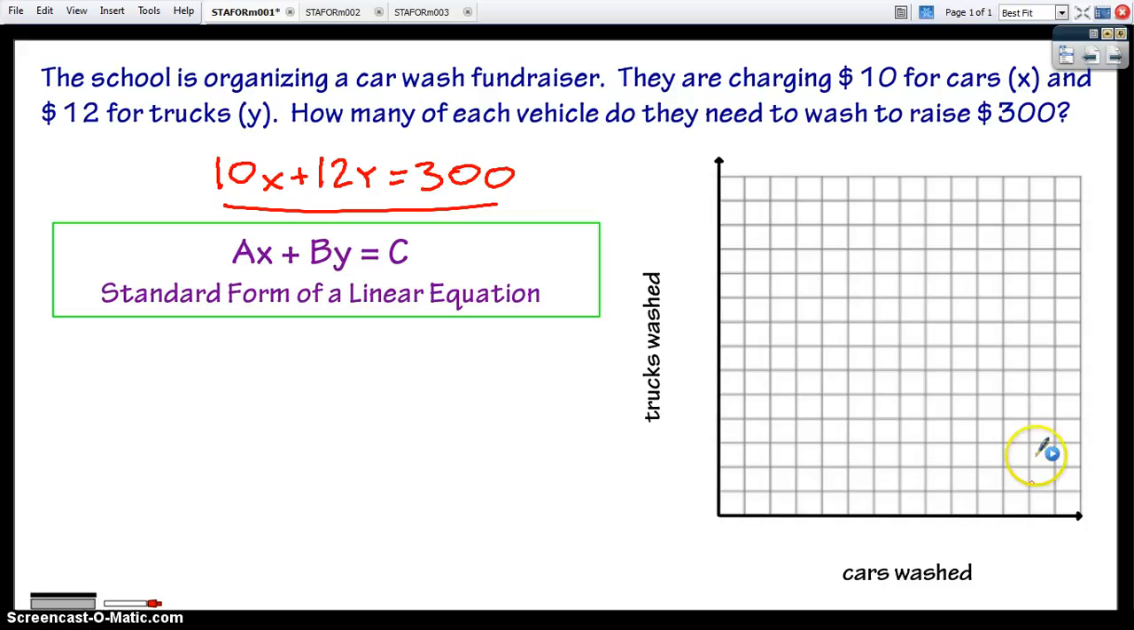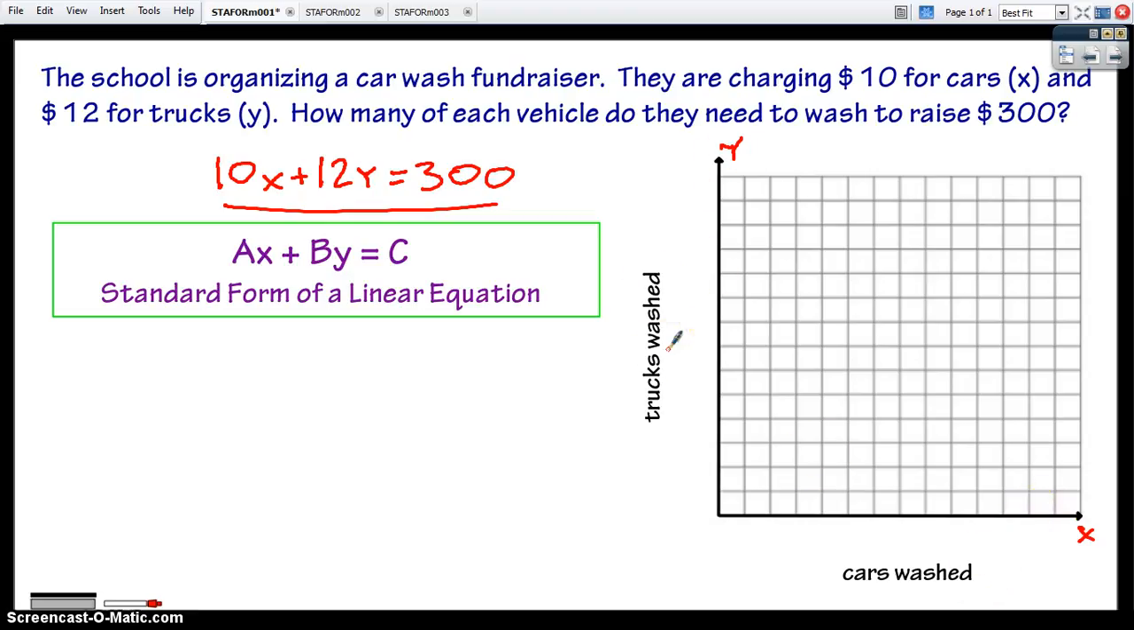So here I've just created a typical XY coordinate graph. I'm sticking to positive numbers because negatives don't make sense in this case. You can't have a negative truck. X, since that was the cars, we'll put on the x-axis, cars washed, and the y-axis is trucks washed.